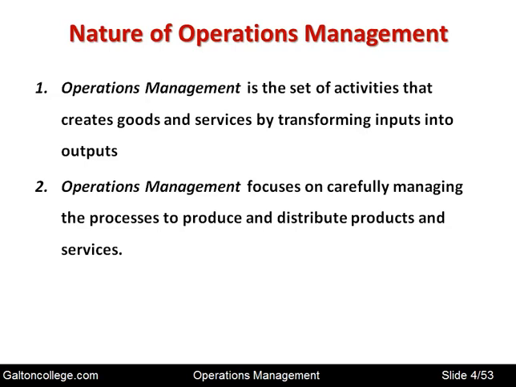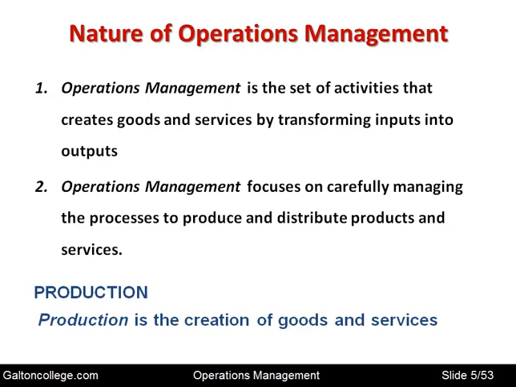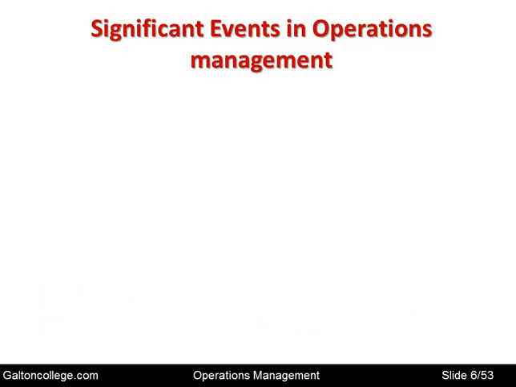So operations management focuses on carefully managing the processes to produce and distribute products and services. Operations management is dealing with the efficient transformation of inputs into outputs. So production is simply the creation of goods and services, and operations management is the efficient production of goods and services.